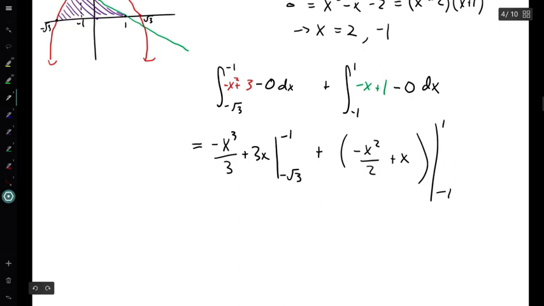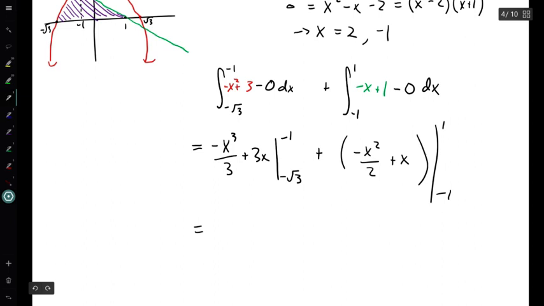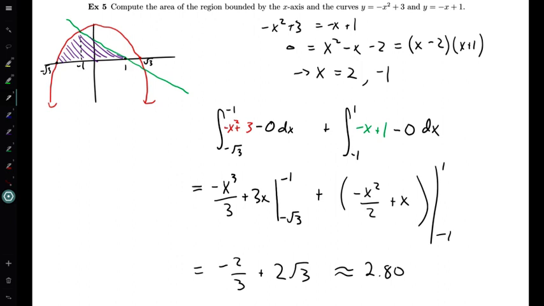So if you take some time and plug these numbers into your calculator, you wind up with minus 2 thirds plus 2 root 3, which is approximately 2.80. All right, so we have done a number of examples here. Shortly, we're going to figure out an alternate approach for computing areas of some of these regions in the plane.